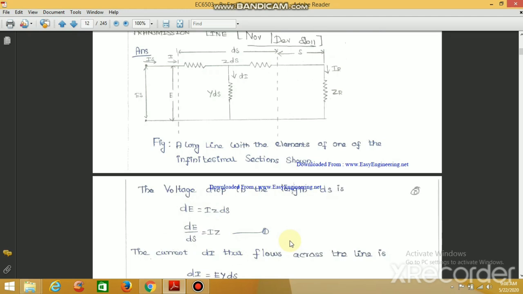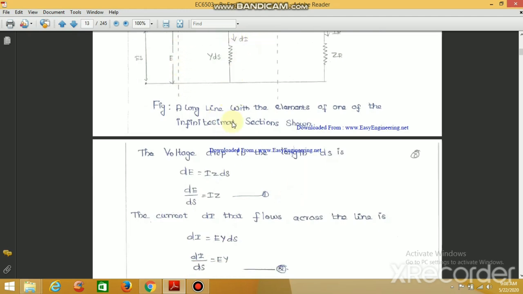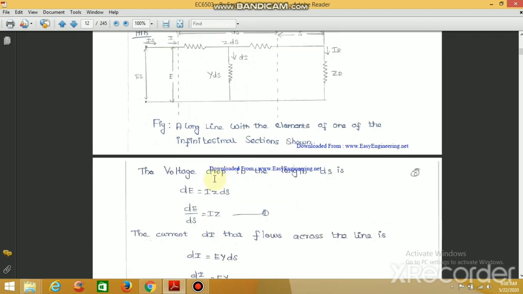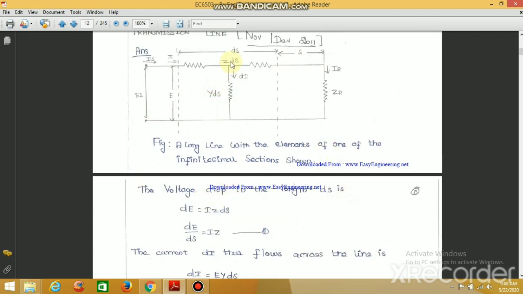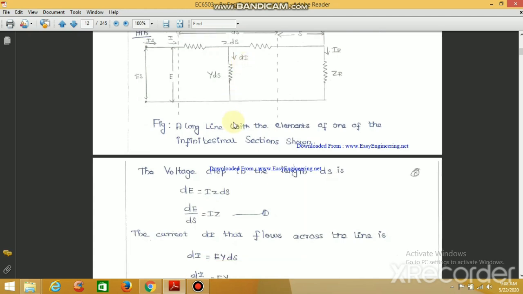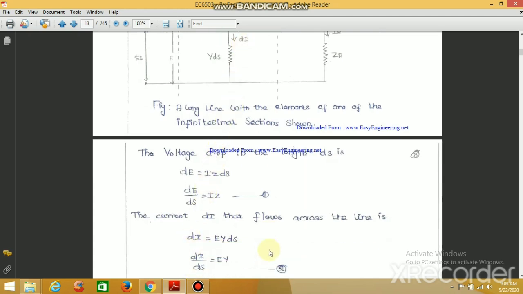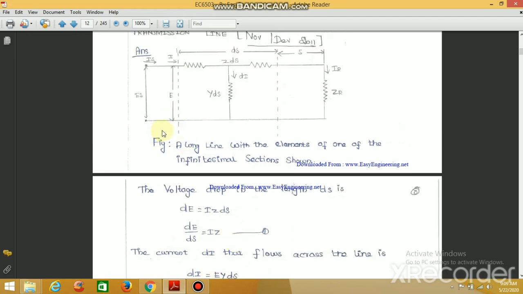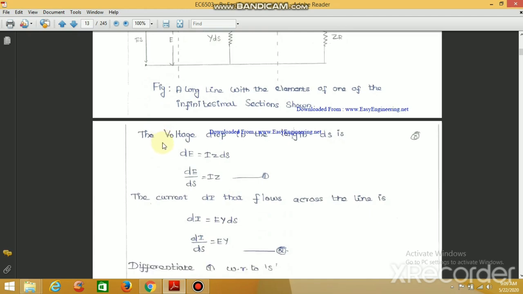So equation 1 is dE by ds is equal to Iz, where dE is the voltage drop across this particular transmission line, and the current dI flows across this line. The current dI flowing in this line, you can see the dI mark here, can be calculated as dI is equal to Ey ds, so dI by ds is equal to Ey. First we calculated dE by ds is equal to Iz, and now dI by ds is equal to Ey. So we have calculated the two parameters, Iz and Ey.